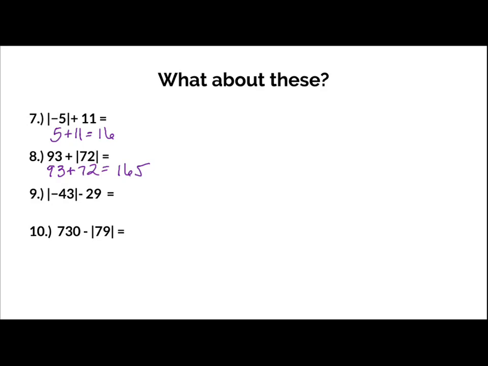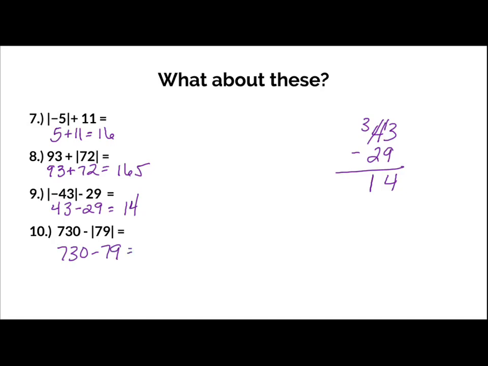The absolute value of -43 is 43 minus 29. If you have to come off to the side to work out these problems, you are more than welcome to do so. We end up with 14. 730 minus the absolute value of 79, which is 79. Again, working out in the white space to make sure that you don't have mistakes is always a great idea. You end up with 651.